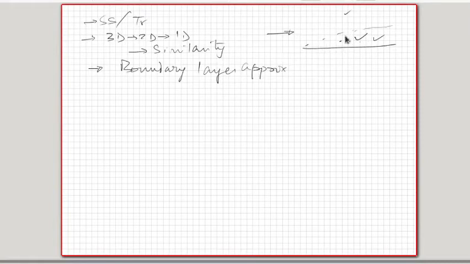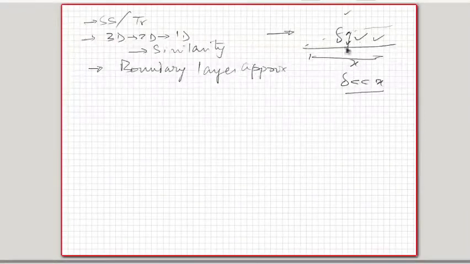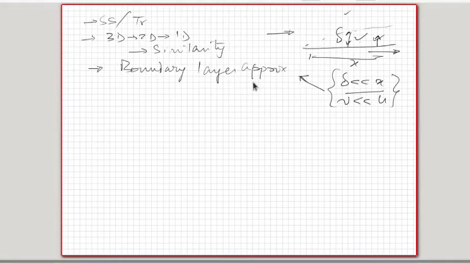And in such a case, we take this approximation that this delta, which is the thickness of the boundary layer, is much smaller than this x. So delta being much smaller than x, and correspondingly the velocity component in this direction being much smaller than that in this direction. So let's say v is much smaller than u. This kind of approximations are commonly used in order to get rid of some of the terms in the differential equation, and that results in a simpler differential equation to solve. Okay, so that is another kind of simplification. So these are the simplifications that we do in order to make the problem more tractable and solvable.